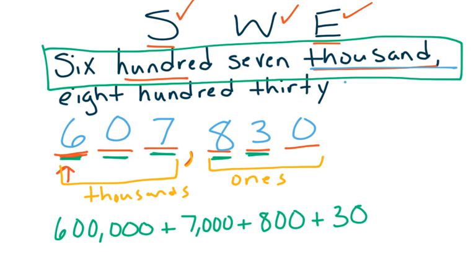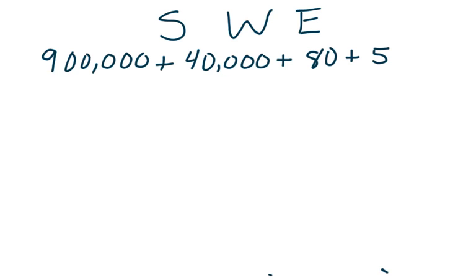So I have standard form, word form, expanded form, and that all started from my word form. Let's take a look at one where I start with expanded form and then I have to change it into word form and standard form. So we have our standard form, word form, and expanded form, and this just helps me remember all of my forms so I don't forget one. And here is our expanded form.